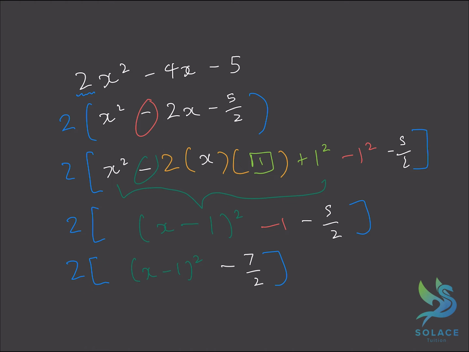So this will then become 2. So the return of the 2 is 2, x minus 1 whole squared, and the 2 and the fraction will cancel out and just leave it with 7. So there we have it. That's now completing the square for this one.